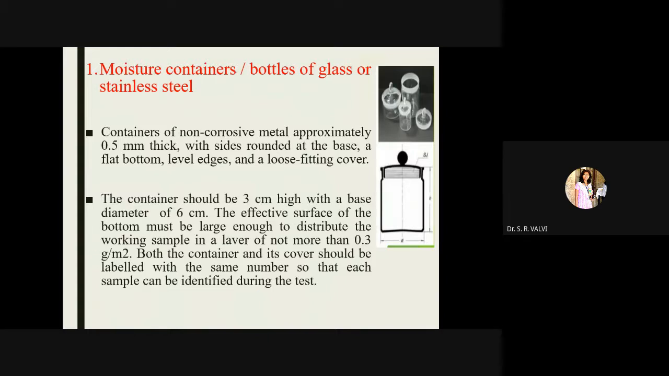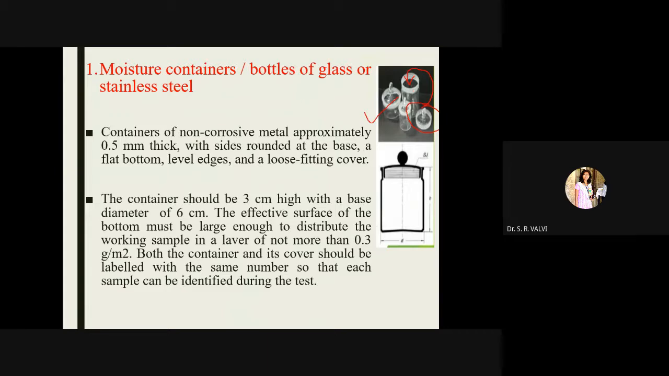Next, moisture containers or bottles of glass or stainless steel. So you can see here these glass bottles which have this lid. This is the particular lid, right? These lids should be tied or covered to this bottle. So this lid should fit closely to that bottle. Okay, it should be airtight. There will not be a movement of air in and out.